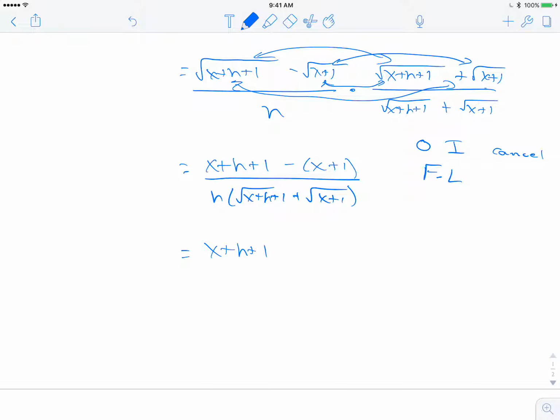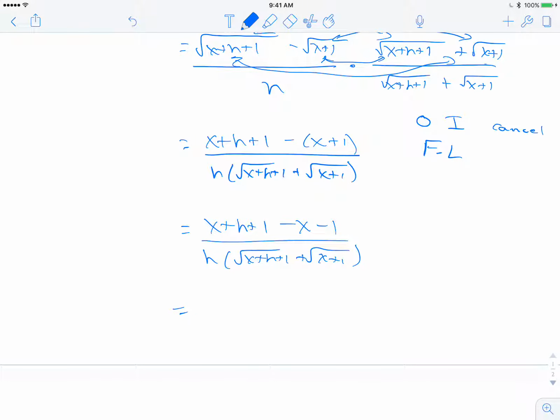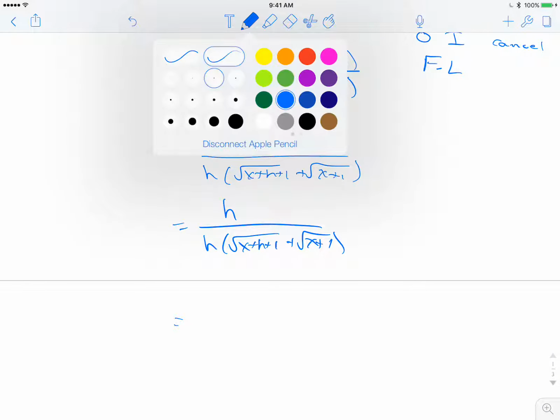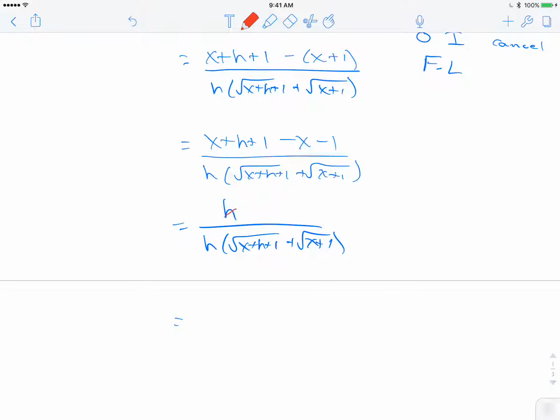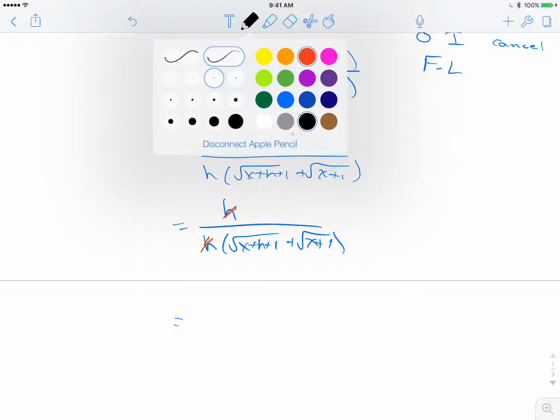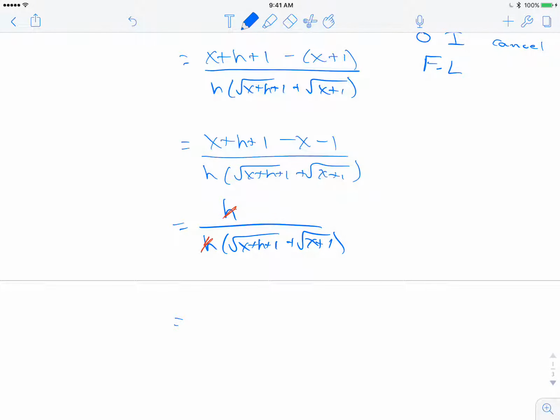x plus h plus 1, can't really do anything with. Now I can distribute this negative: x plus h plus 1 plus the square root of x plus 1. Right? If we look at what simplifies, the x's will cancel and the 1's will cancel. I'll just be left with h all over h times the square root of x plus h plus 1 plus the square root of x plus 1. I can reduce those h's, right? Cancel. And all I'm left with is 1 over the square root of x plus h plus 1 plus the square root of x plus 1.